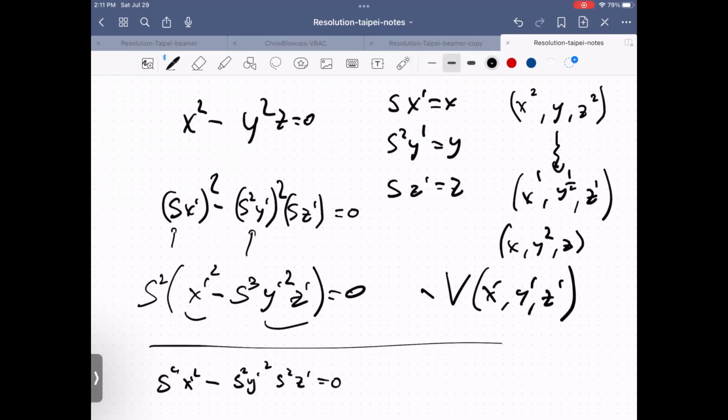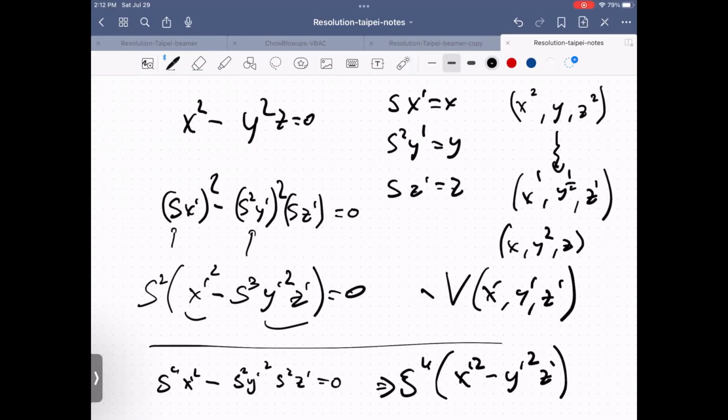Oh, okay. So you chose another supporting hyperplane of the Newton polygon. So this also works. It's s to the 4 times x prime squared. So this is an example where you have more than one supporting hyperplane of the Newton polygon, and it shows that you have more than one choice. But I'm giving you one canonical choice.